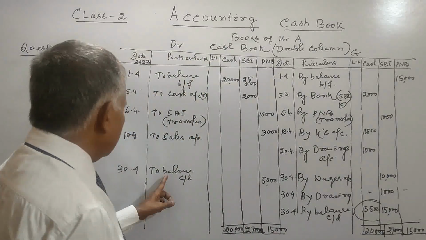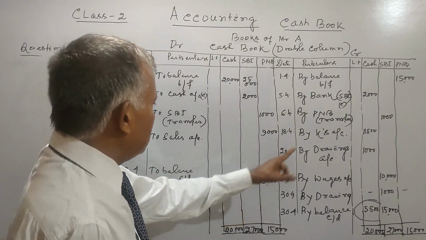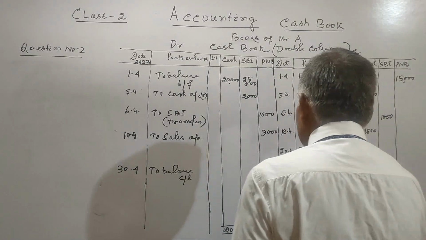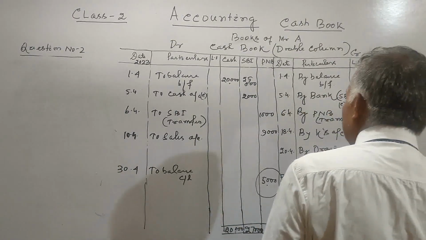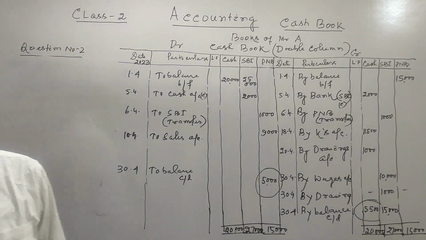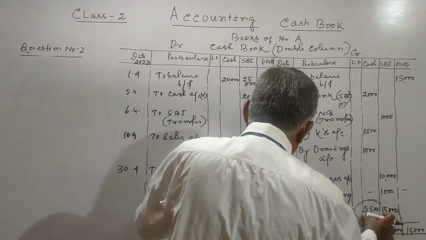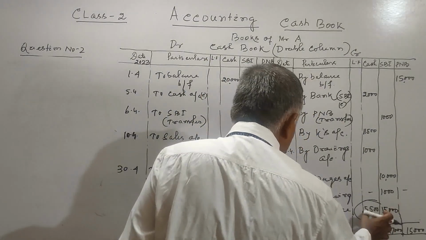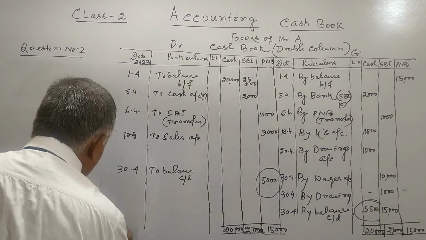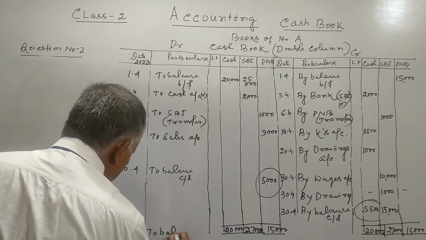So to balance c/d, it will be carried forward. The credit balance, it is also an overdraft. The credit balance is carried forward to the next period. That is your 5,000. Here it is 15,000. Here it is 10,000. Therefore, the balancing figure is 5,000. This is the debit balance because debit side is higher, right? So we will write to balance b/d.